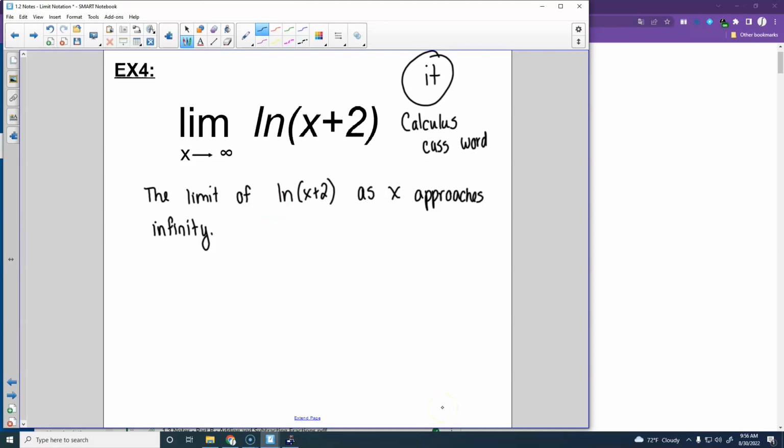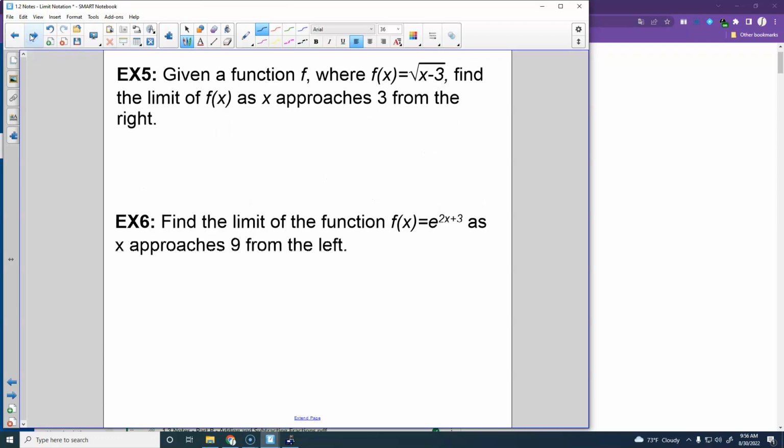But you could say from the left because it is approaching infinity, but you don't have to. So it would be just kind of understood that it's going to be from the left. But if you said from the left, then that would be fine. If you say from the right, that would make you wrong. Okay.